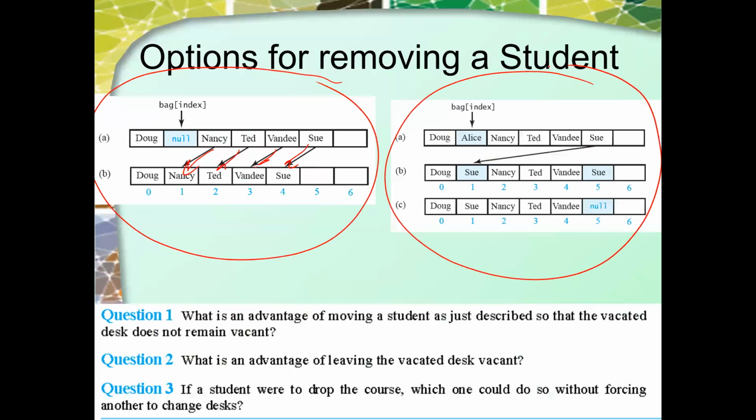Yeah, what you could do is, you still have to remove Alice. Alice is going to go away, but you could take the last person and move them to the location where Alice was. And then you have a completely full array, and then you can essentially delete the item at the end, so you have just that one deletion. Which one is going to work faster? The second one, right? There's a lot less work involved, especially if the bag gets really large.